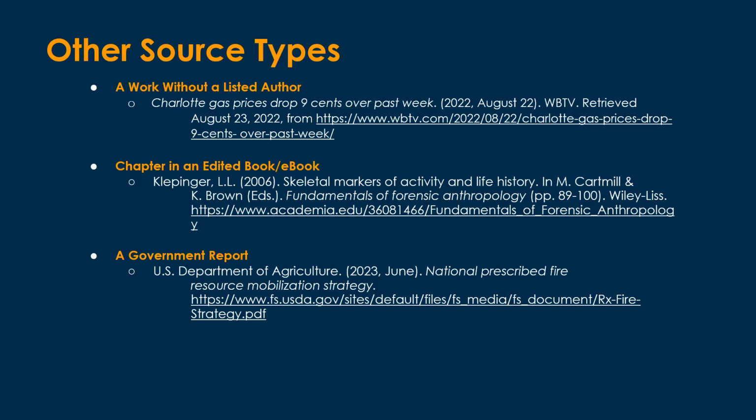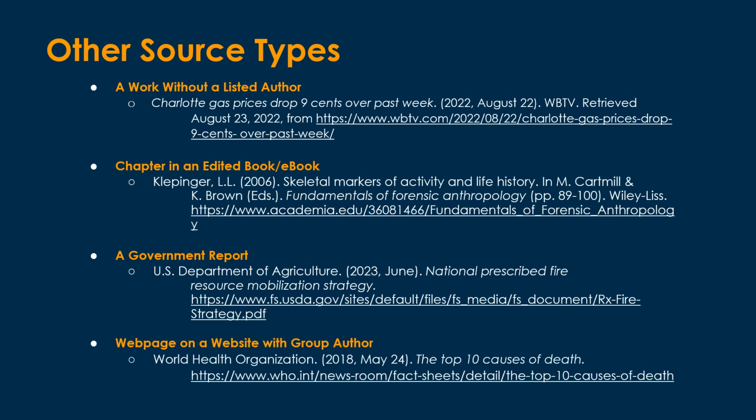To cite a government report, begin with the name of a governmental entity that published the report, then type a period, the date of publication in parentheses, and another period. The italicized title of the report comes next, using APA capitalization and followed by a period. End the entry with a hyperlinked URL.